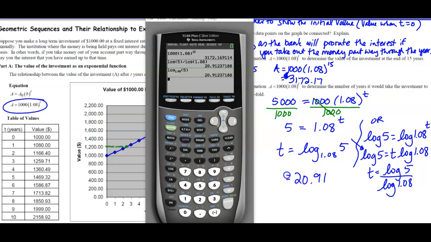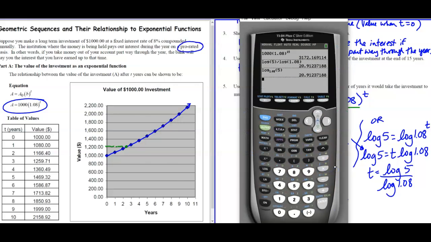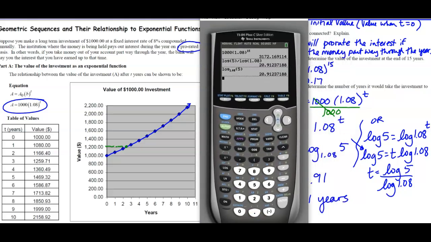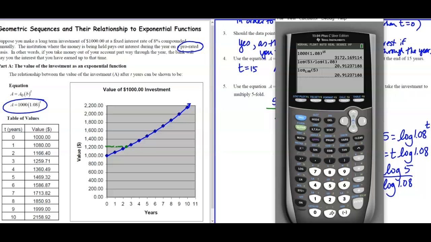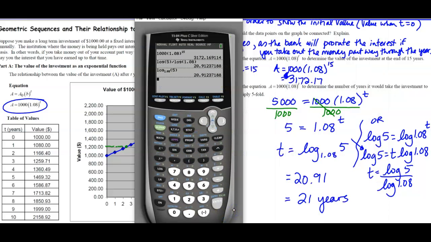Okay, so it says, determine the number of years it would take for the investment to multiply 5-fold. It doesn't say what to round to, so this I would say 21 years. Let's say that you couldn't take it out part way. And so we use regular rounding rules, and that will for sure get us 5-fold. Because remember, this is increasing, right? So if we extend this out to 20.91, we want this to end up being 5,000. Really, if I go 21, it'll be slightly higher. So for sure, slightly over 5 times as much. So that guarantees that you've made it to that 5,000.